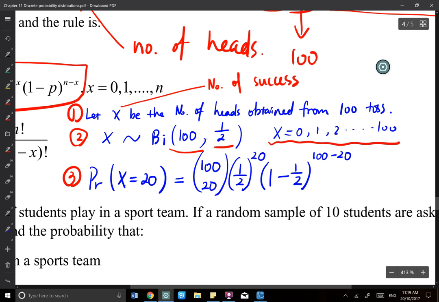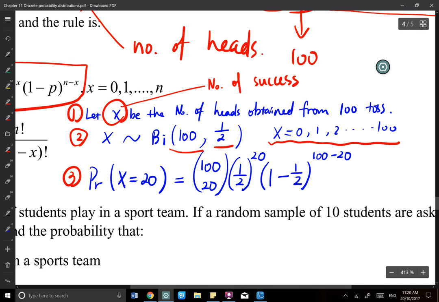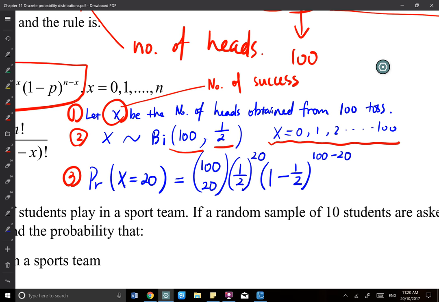Not only the number of heads. Heads in this case is treated as a success. So basically X means the number of successes. So if I get 20 heads, I got 20 successes. So the number of successes is the meaning of X. And now I want X equals 20, so you want 20 successes.